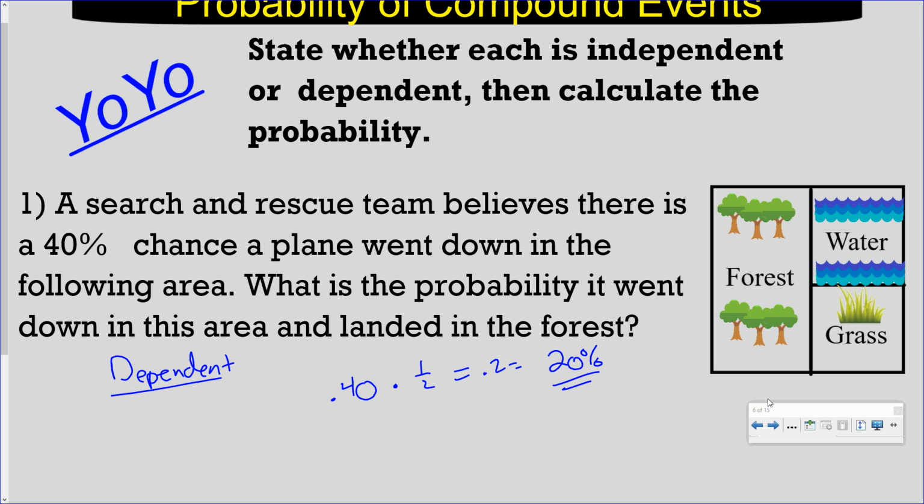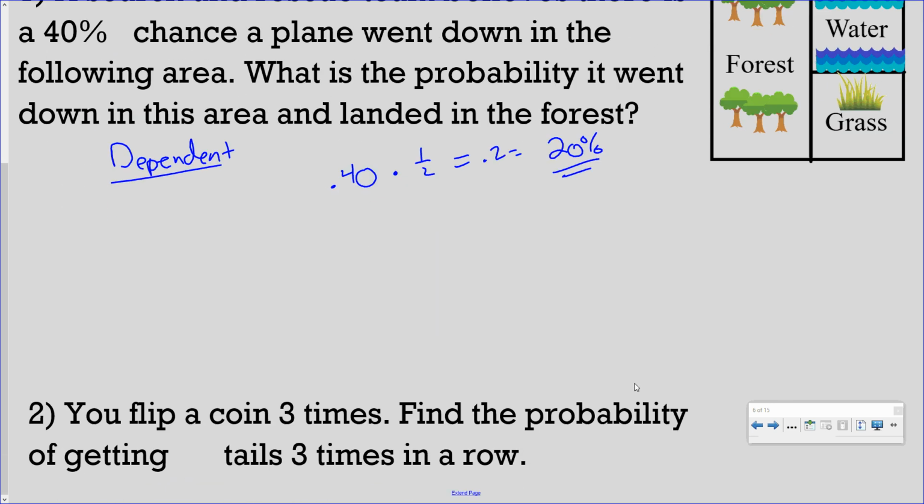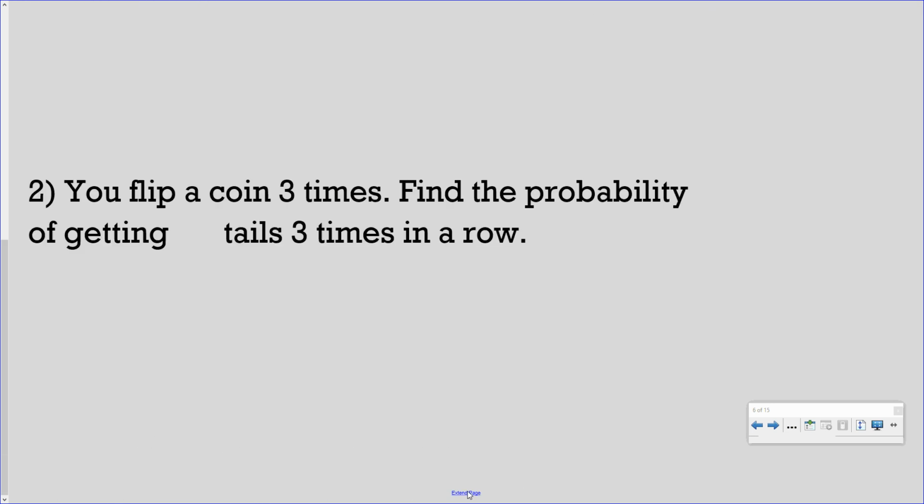Hopefully that makes sense. There's one more down here. You flip a coin 3 times. Find the probability of getting tails 3 times in a row. Again, pause for, let's do a minute. Determine dependent or independent, and then what the probabilities are. Go. Okay, so hopefully we all got that this is an independent event.